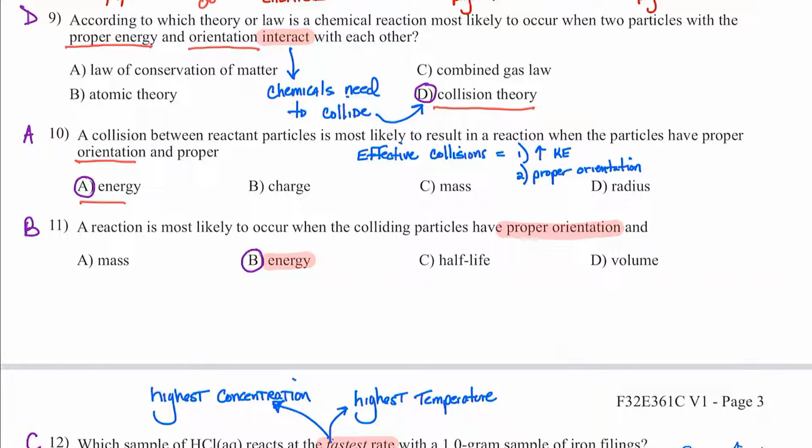Remember, the two components of an effective collision that leads to a new bond, a new chemical formula, is high enough kinetic energy and proper orientation. That's what this question is about. So 10 is A. B is the same kind of question, just kind of going from the opposite direction. Hey, a reaction is most likely to occur when the colliding particles have proper orientation and enough energy. That energy, of course, is the activation energy.